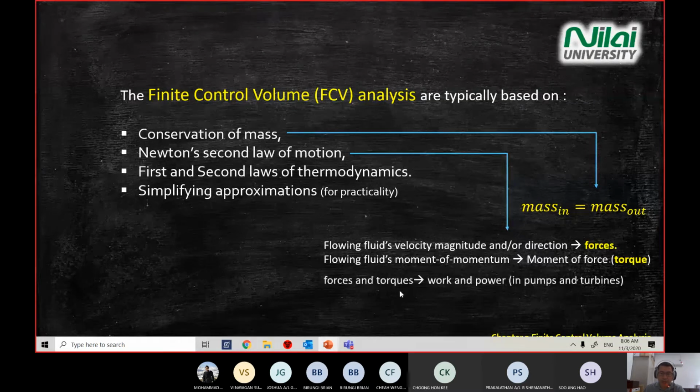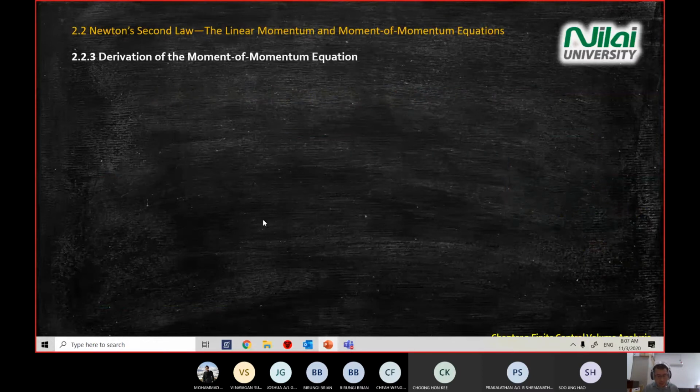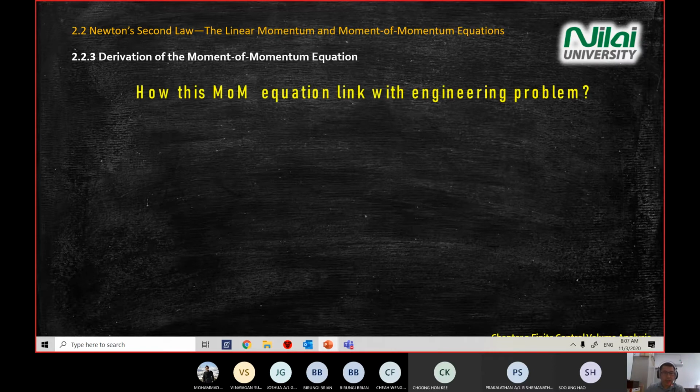These two will create some work and power in pump and turbine, which will be in the last chapter. The law of thermodynamics is more about energy, so when we come to the third part, we will have an energy equation coming in. Now we start with question 31. We're going to derive our moment of momentum equation, or MOM equation. This deals with how the equation links up with our daily engineering problems.